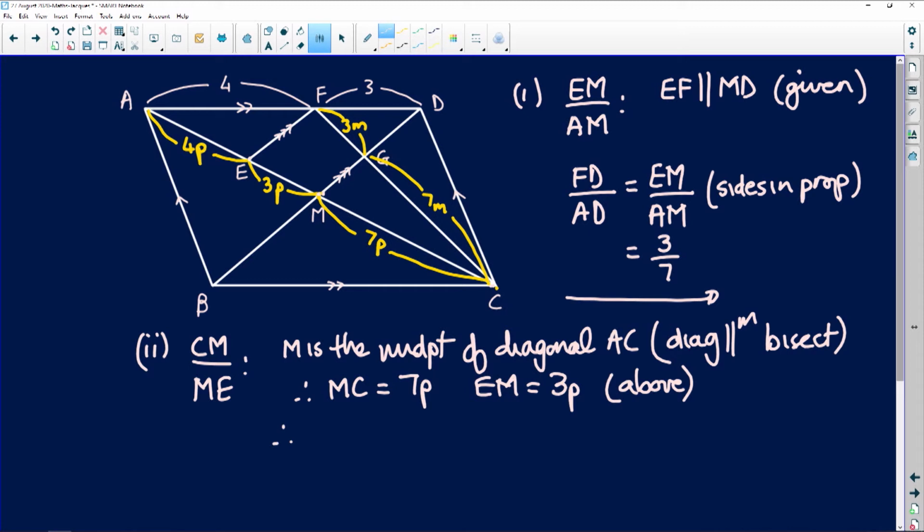Okay, so all we need to conclude then is that CM over ME is nothing other than 7p over 3p. And folks, you can see here the p's take care of themselves, and your final answer is 7 over 3. Now, I'm showing you this so that I can give you a tool to use effectively when you work with ratios and proportions in a geometry problem in the exam.